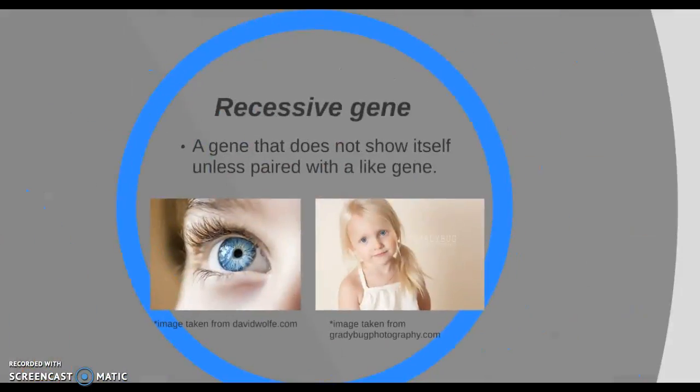The other type of gene is called a recessive gene. This is a gene that does not show up unless it is paired with a like gene. Examples of these would be blue eyes and blonde hair.